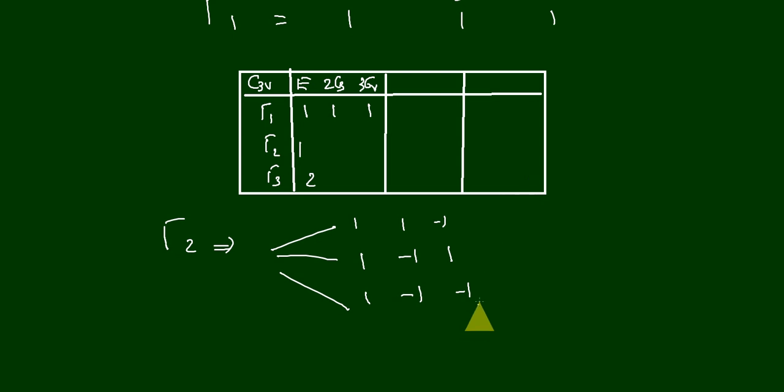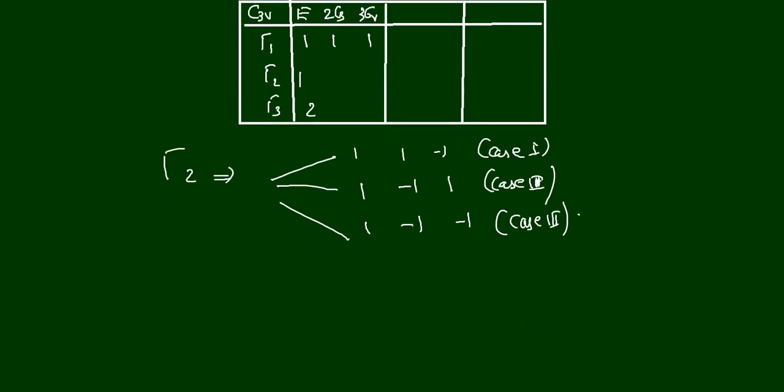Possibility 1, possibility 2 and possibility 3. Let me call this case 1. Okay, this is case 2, and this is case 3. Okay, so three cases are there. One of the cases will represent the character set for gamma 2, and we will check which case is valid.